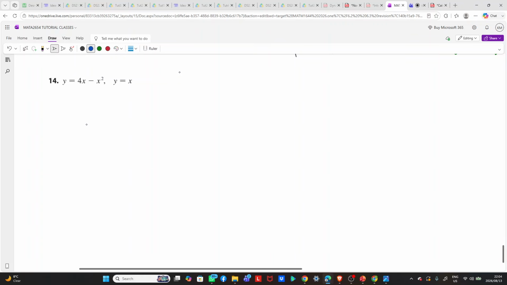If we want to sketch this function, we can look at the intercepts and the turning point. Let's first find the turning point. If we differentiate this, we will find that we have 4 minus 2x. At the turning point, this should be equal to 0. Then we see that 2x should be equal to 4. Then x should be equal to 1 over 2.